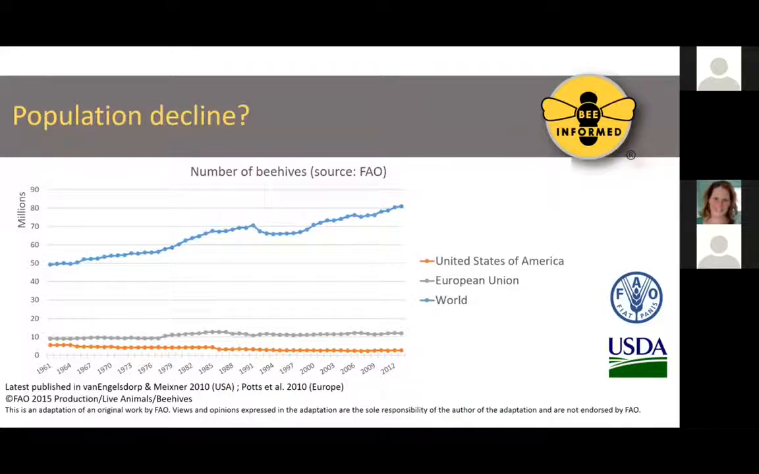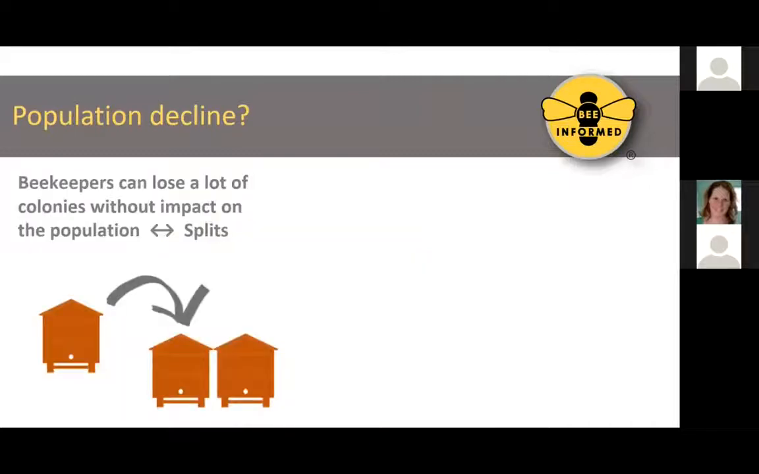So this is in orange, we show exactly the same data as before. The scale is different because now I'm also showing you the European Union and the world numbers. So this is the estimate of the world number of honeybee colonies. And you can see that honeybees are actually increasing in population worldwide. So there might be some regional declines, but overall honeybees are neither in decline nor at risk of extinction. Again, this is despite high turnover of the colonies, because beekeepers can make new colonies and maintain or increase their operation size.